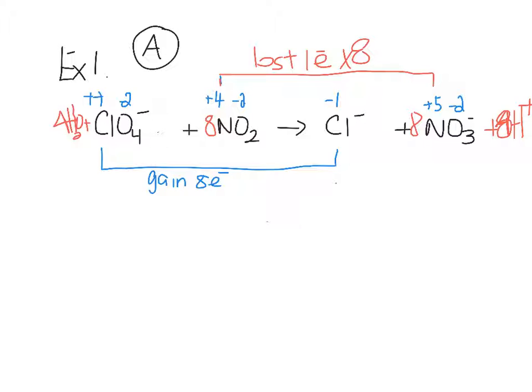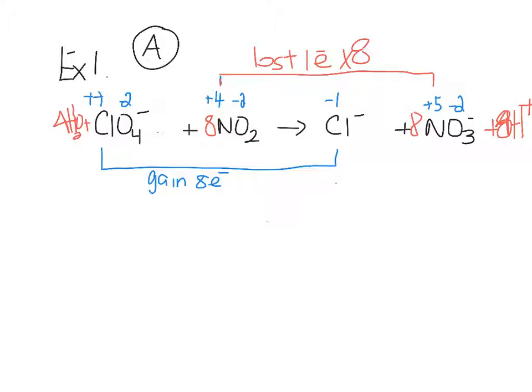Are we balanced for atoms? Are we balanced for charge? On the left-hand side, we've got 8 hydrogens, on the right, 8 hydrogens. 1 chlorine on the left, 1 on the right. 24 oxygens on the left, 24 on the right. 8 nitrogens on the right, 8 nitrogens on the left.